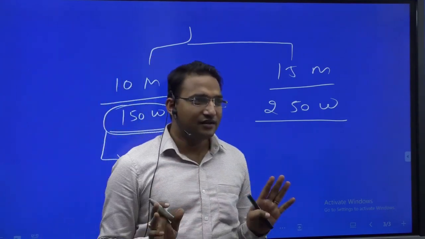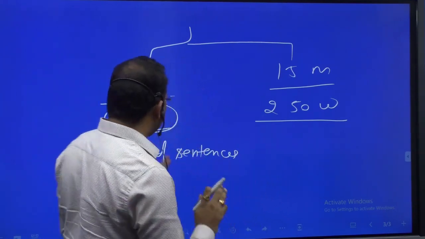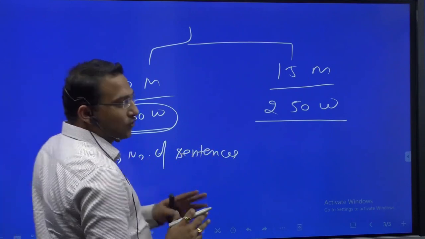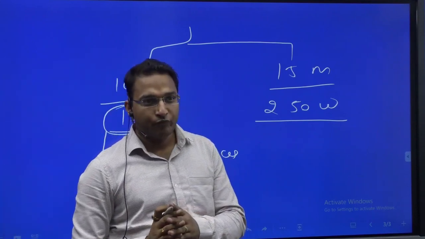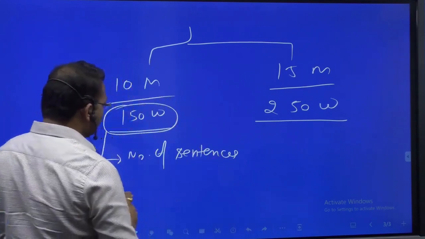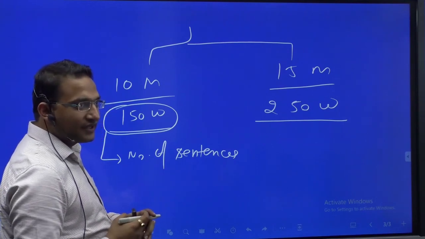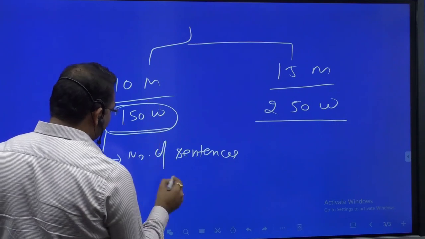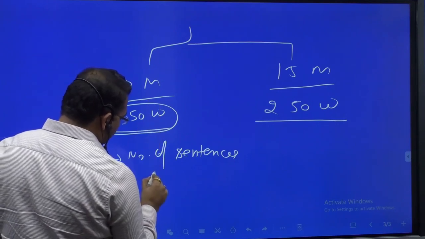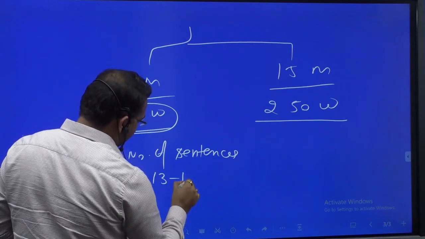Give me a rough idea. That's the number of words. How many sentences will there be? I think 80. 10 to 12 is the average length of a sentence. Okay, so according to that, we can say 13 to 16 sentences.